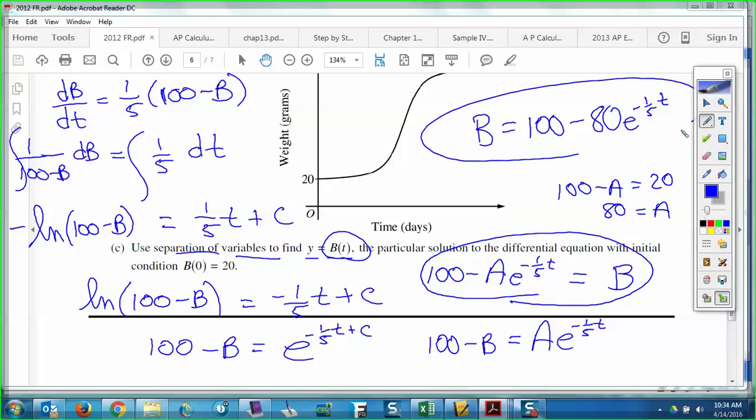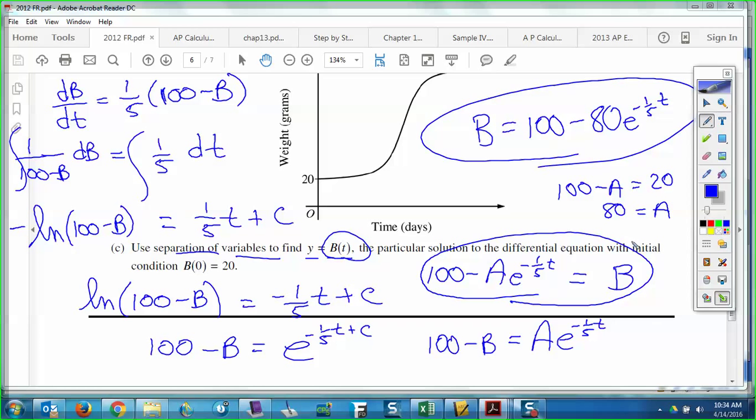So there you go. 2012. This was one of the free response questions. There typically is a differential equation one in there, and often it involves doing a separation of variables to solve it. Not every year, but a lot of years there is where you solve.